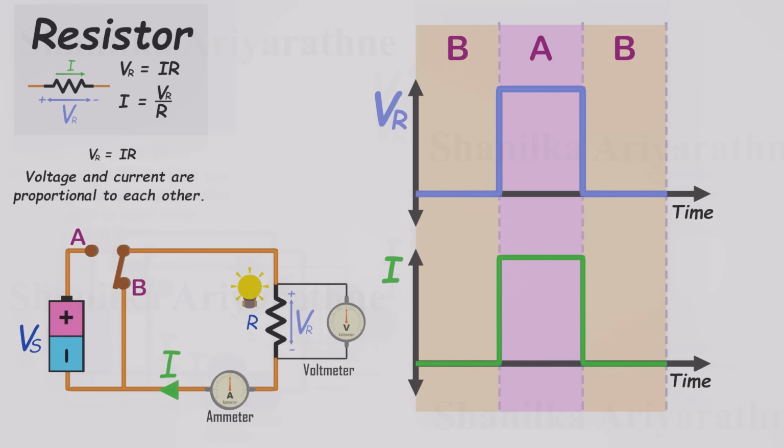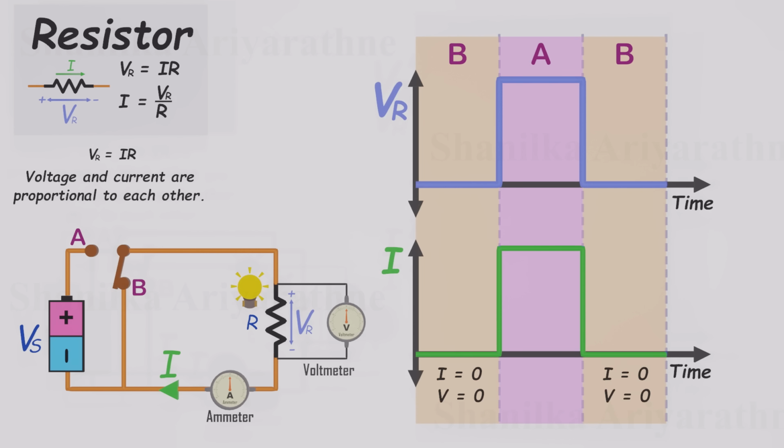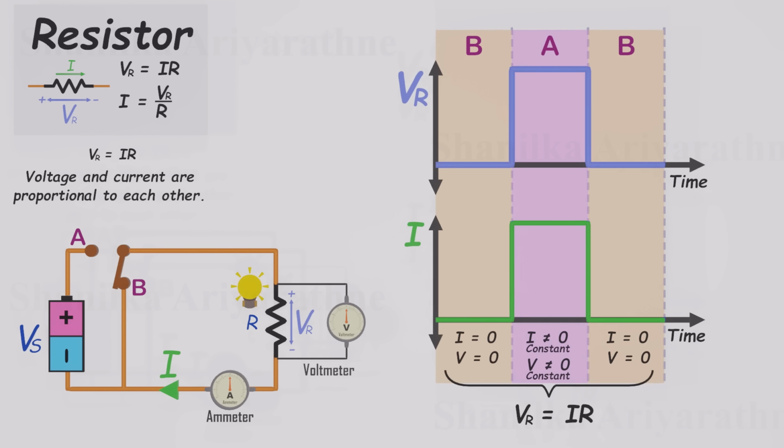Now look at the graphs. When the current is 0, the voltage is 0 too. When the voltage is steady, the current is steady as well. That perfectly confirms our equation. Voltage and current rise and fall together. No matter what happens, current responds instantly to voltage and always flows in the same direction.